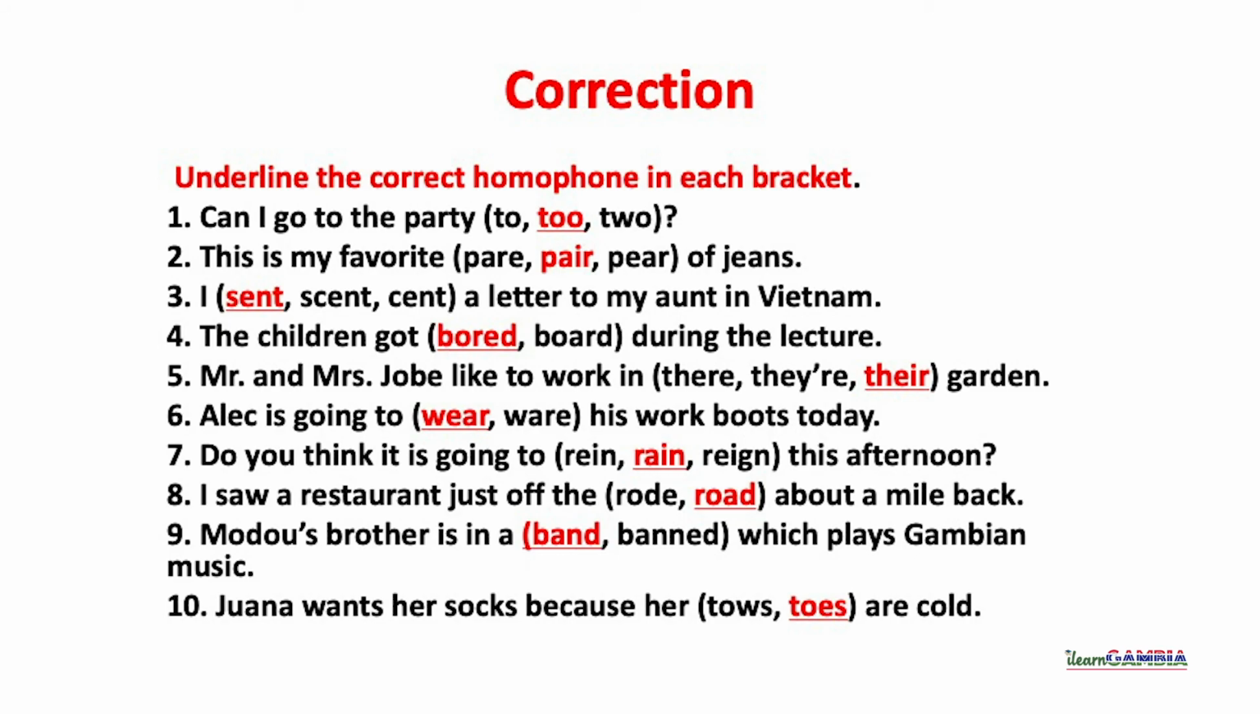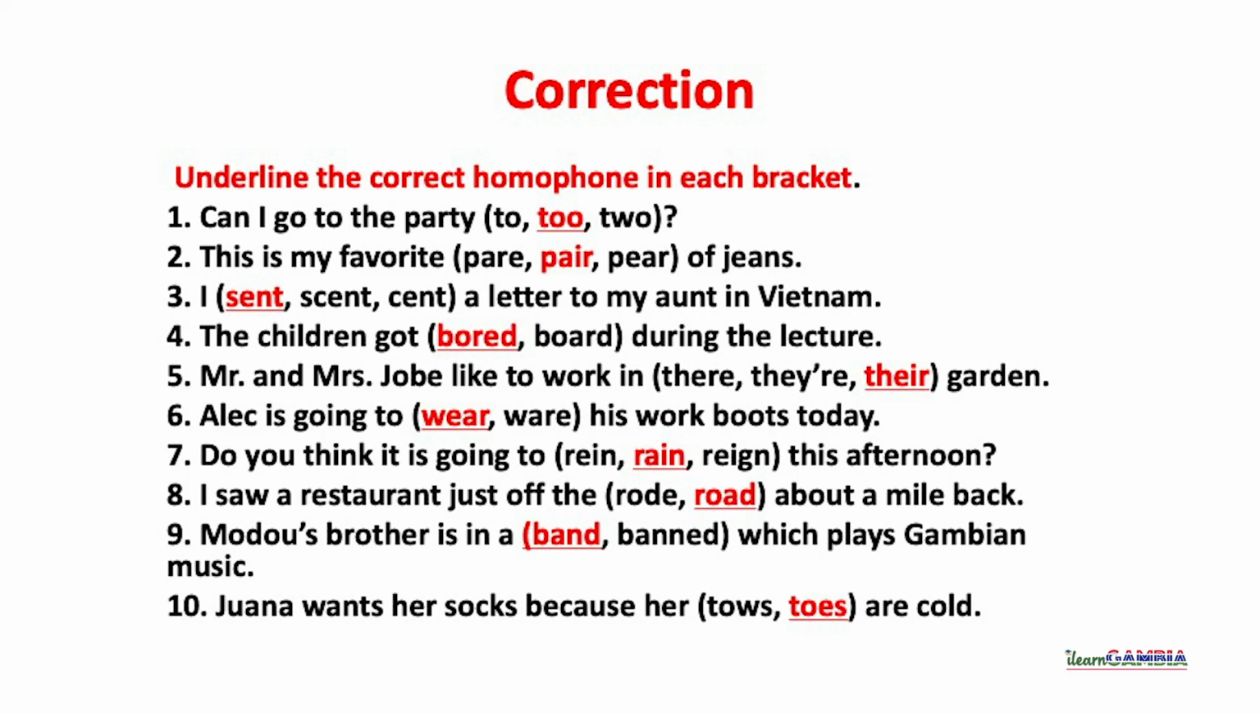Good. What do we have? Number 1: Can I go to the party? 2: You are going, and I'm also requesting whether I can go too. So we expect you to use T-O-O. Now number 3: This is my favorite pair of jeans. Now here we expect you to use PAIR, not PEAR, not PARE. Now we move on. Number 4: The children got bored during the lecture. So here we expect you to use BORED because it is the adjective.